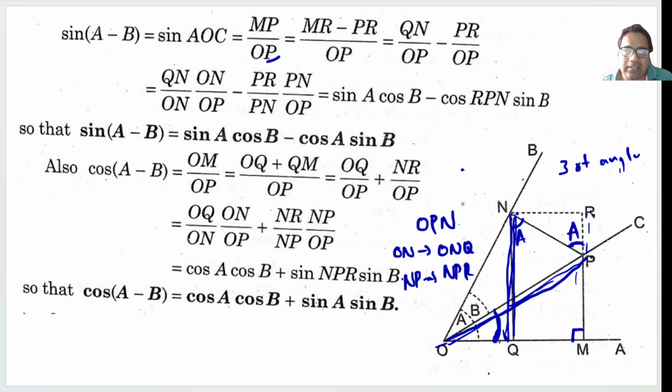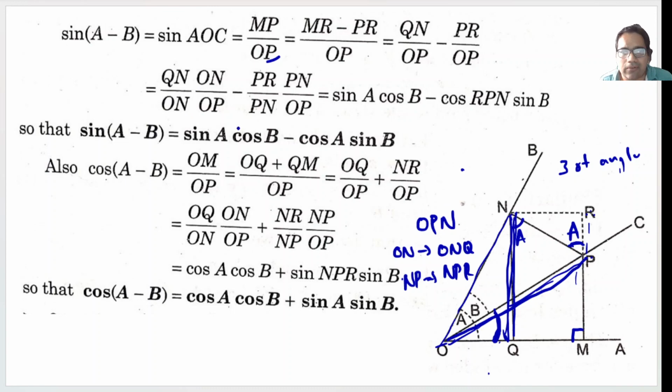Let us do one thing. Between these two triangles, what is common? This ON is common. ON is hypotenuse of one triangle and leg of another triangle. So let us just multiply and divide by this ON, the first term. We are taking this QN and OP, QN by OP. Let us do this thing: QN by ON. That is this one, because this is common between these two triangles.